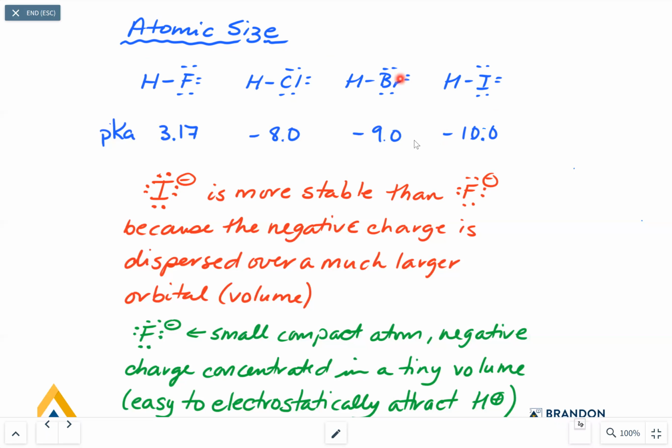Atomic size is more important than electronegativity, because as you go down the periodic table, the acidity of the corresponding acid increases greatly.